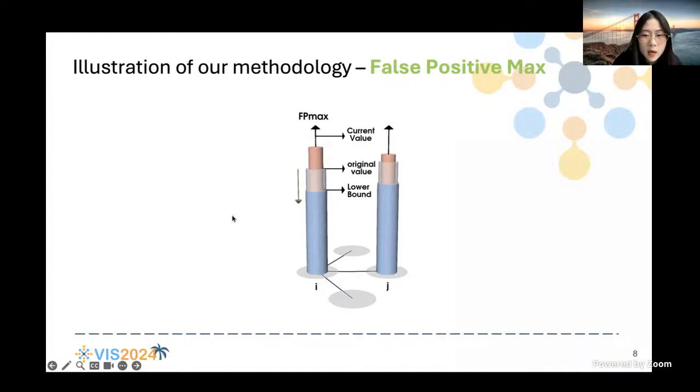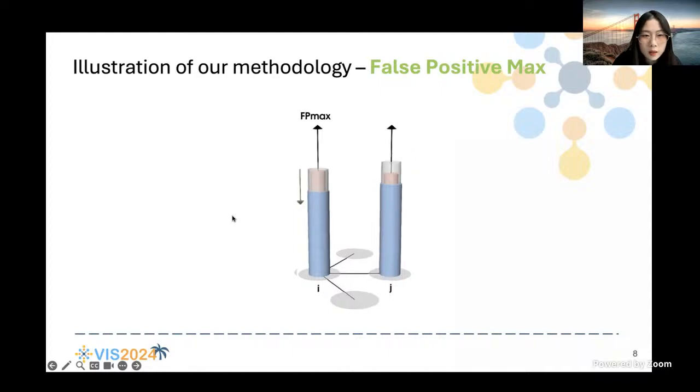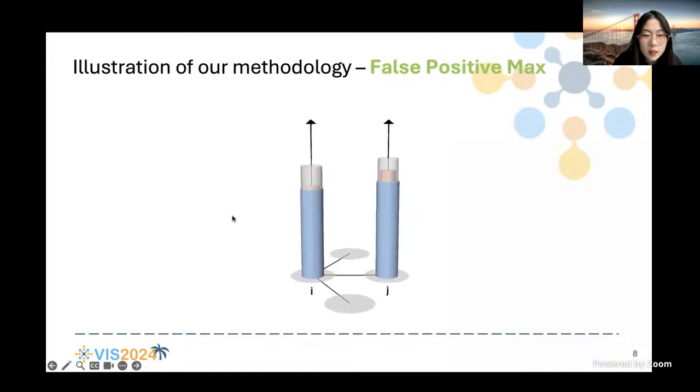So at first, I is an FP max, so we decrease its value, which might make J a new FP max. Then we decrease J. And unfortunately, I becomes an FP max again, then we decrease it again. And at this point, I's value is smaller than J's lower bound, which means no matter how much J decreases, its value will never be lower than I. So I will never become a new false positive maximum anymore. And we call this situation as I has been fixed. And for more complicated cases and the proof of convergence of our methodology, please refer to our paper.